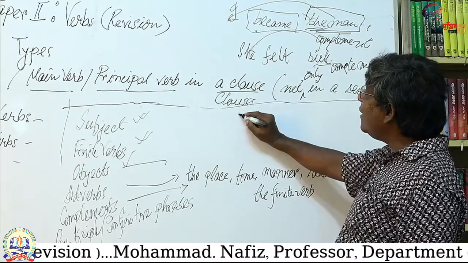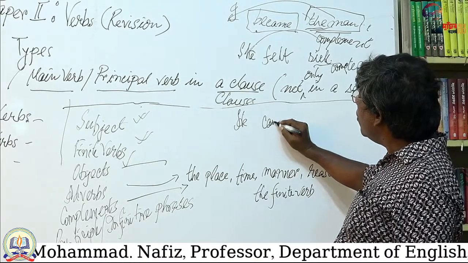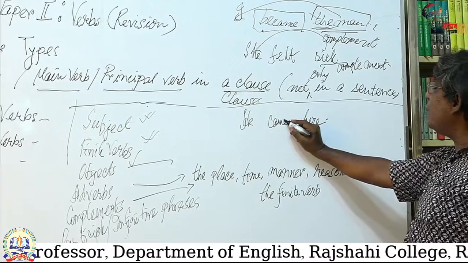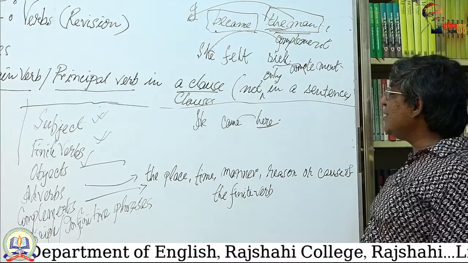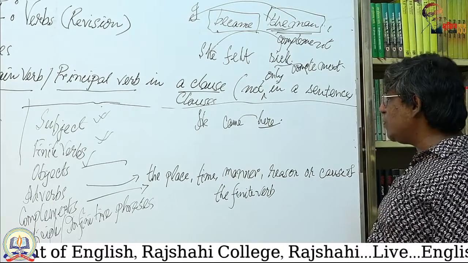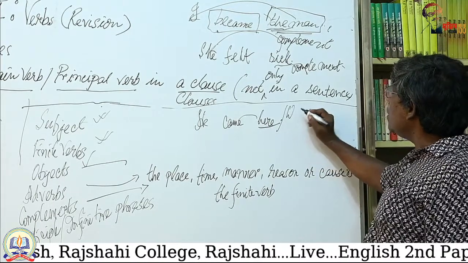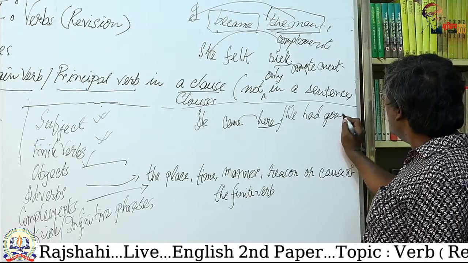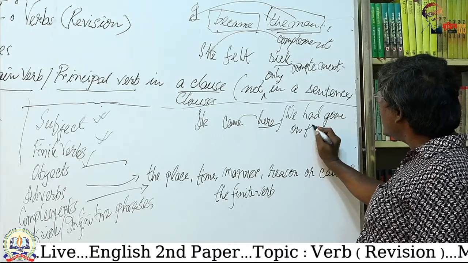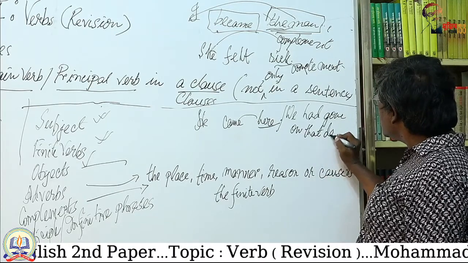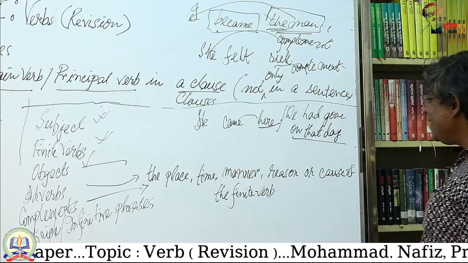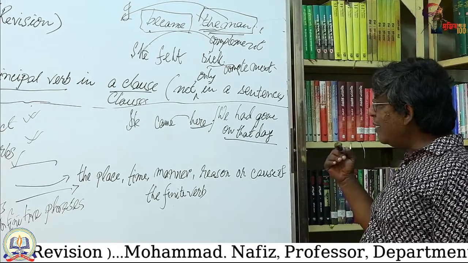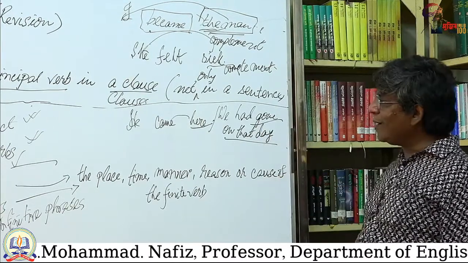Thus, when I write, he came here, this here qualifies the verb of the sentence. Where did he come? The place of the verb. Or we had gone on that day. This phrase on that day is an adverb because on that day determines the time of the finite verb gone.